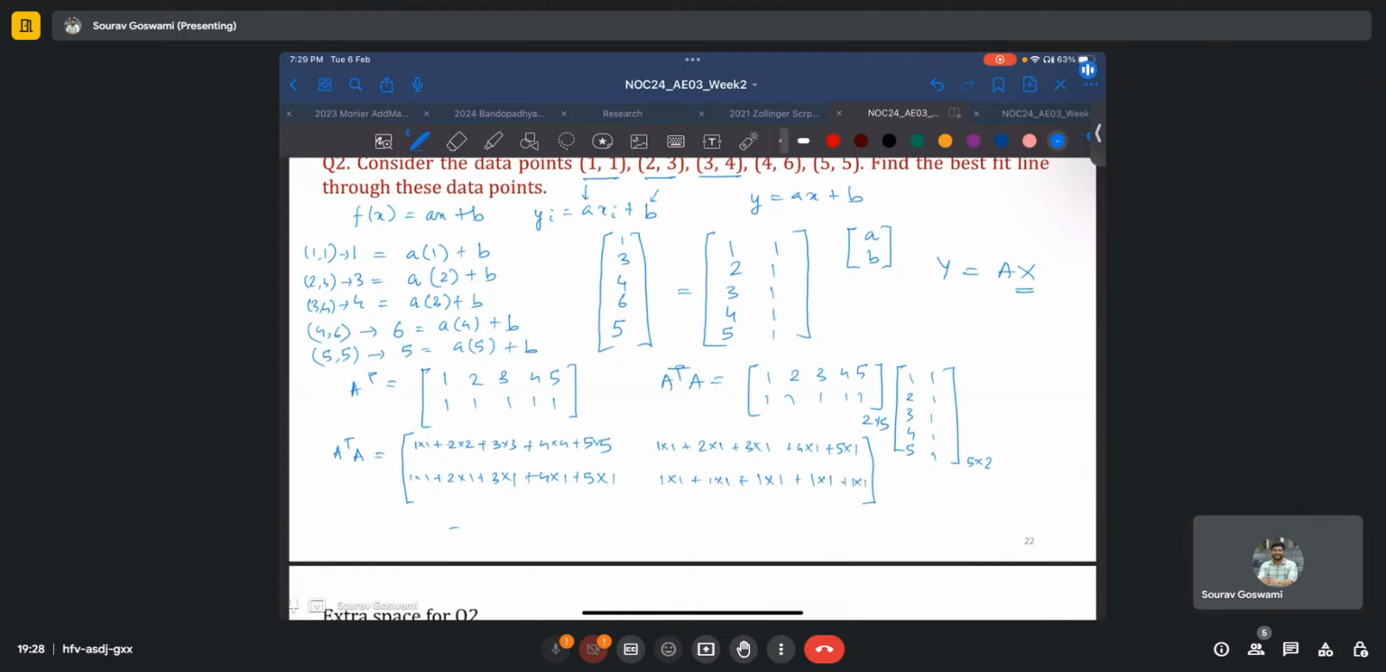And what does this turn out to be? So this is 1 plus 4 plus 25 plus 16. This turns out to be 55. This is 15, and these are the same. This is 15 and this is simply 5. So this is A transpose A.